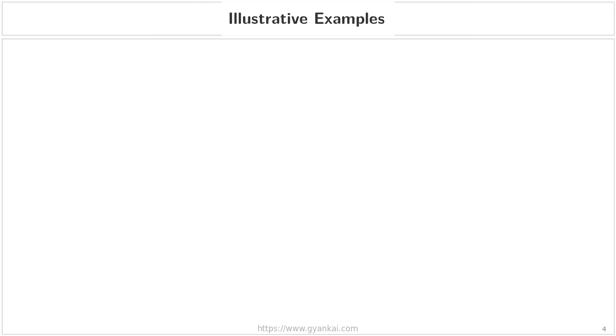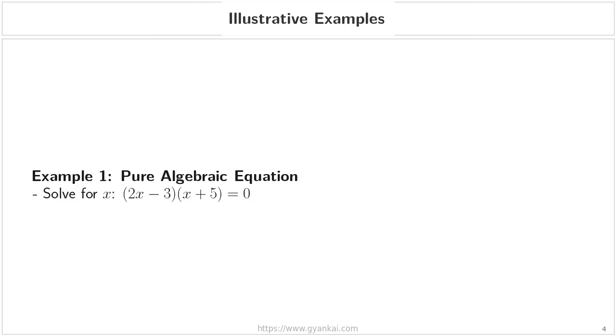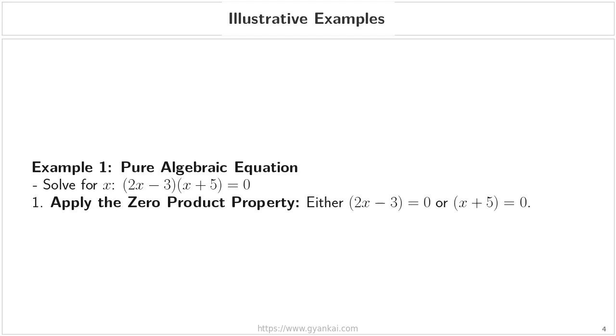Illustrative examples. Now that we have covered the theory and the step-by-step process, let's put everything we've learned into practice with some illustrative examples. First, let's look at example 1, which is a pure algebraic equation. Here, we are asked to solve for x, given the equation (2x - 3)(x + 5) = 0. To solve this, we follow the steps we discussed in the previous slide. Step 1, we apply the zero product property.